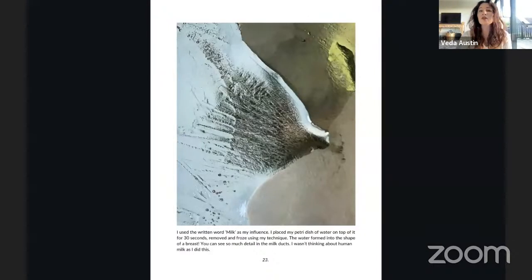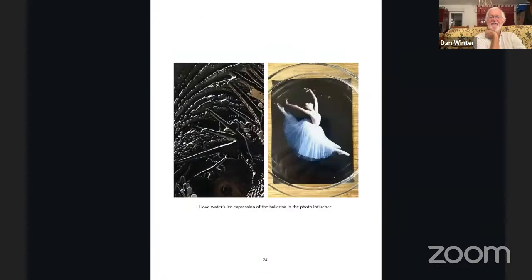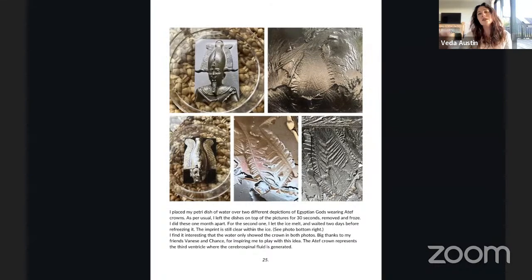This one I used the word milk. I wasn't actually thinking about human milk, but it designed the place where the milk comes from a human. I thought this was really extraordinary. So this is some of the work you may or may not have seen.